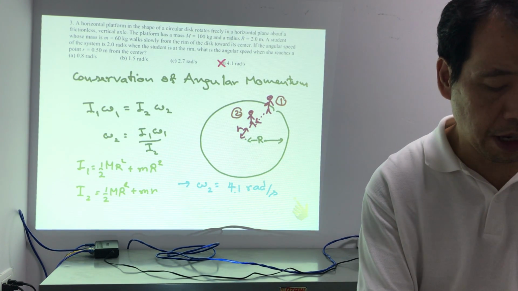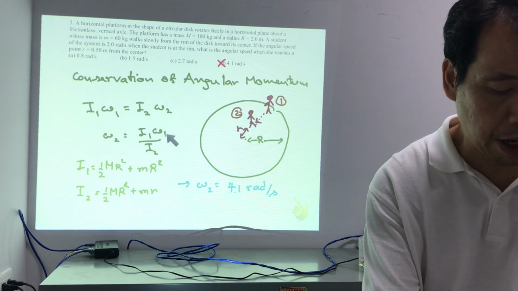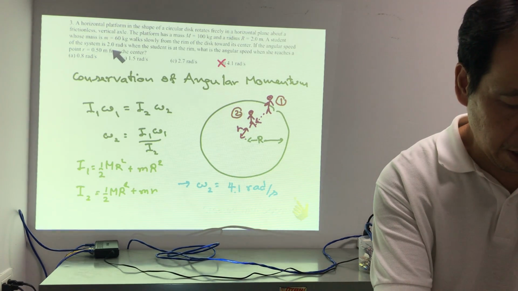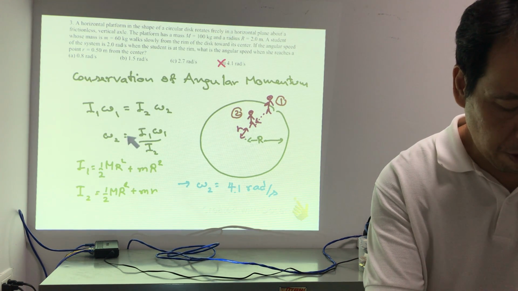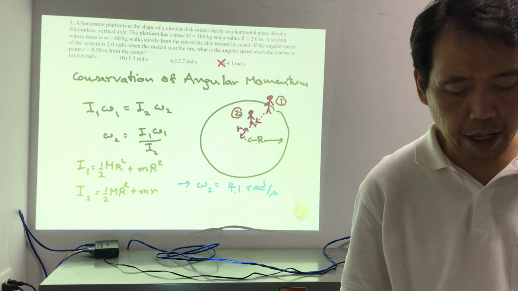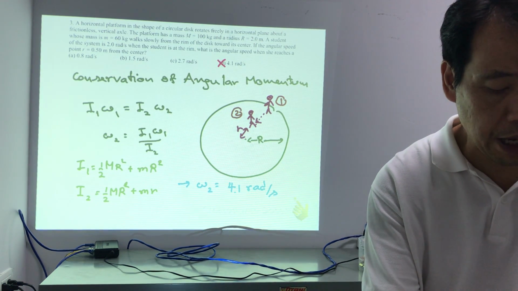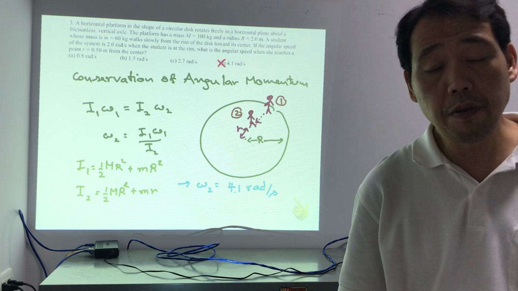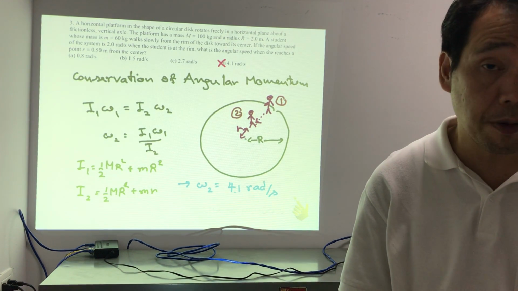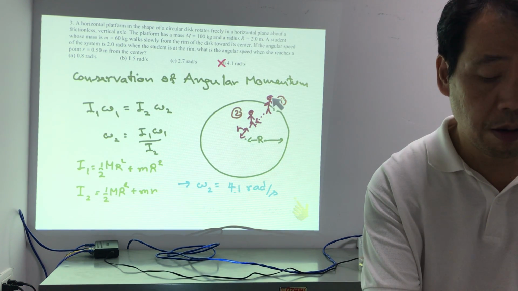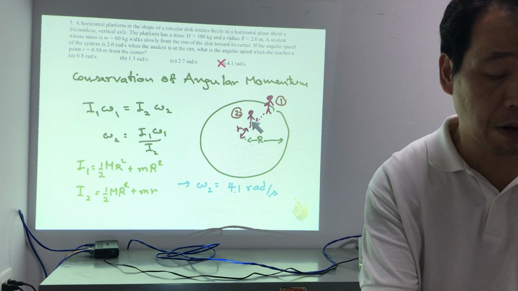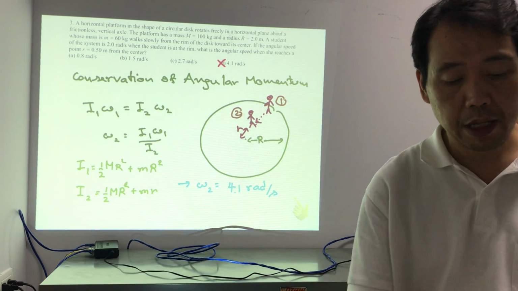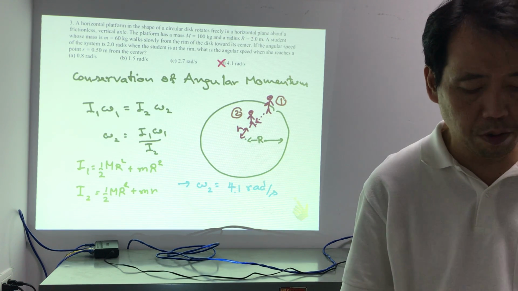And rearranging this relation, we have omega 2 is equal to I1 omega 1 over I2. We know omega 1 which equals 2 radians per second. What we have to do is calculate I1 and I2. The moment of inertia is the moment of inertia of the system, which means the moment of inertia of the disc plus the moment of inertia of the student. And you can see that the moment of inertia of the disc does not change between state 1 and state 2. But the moment of inertia of the system changes because the distance from the center to the student changes when she moves from position 1 to position 2.